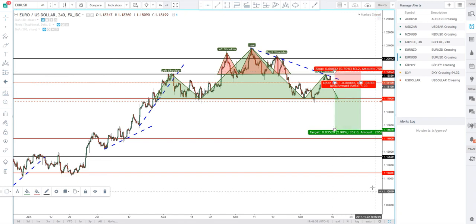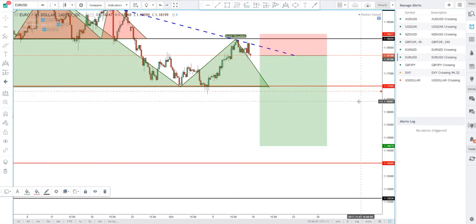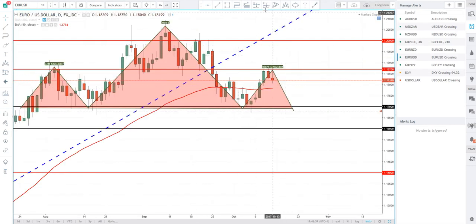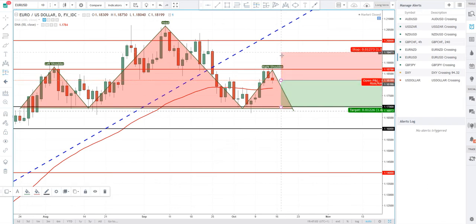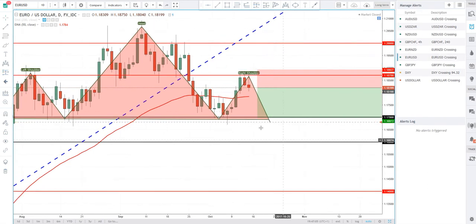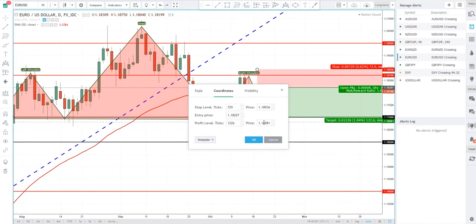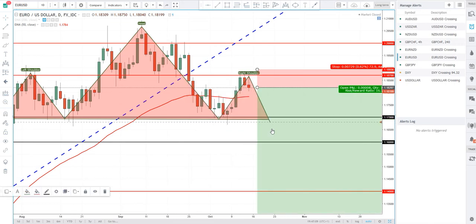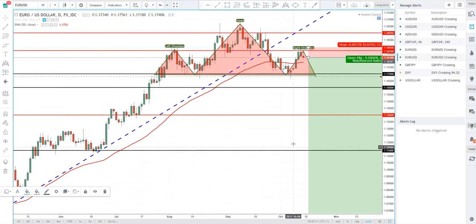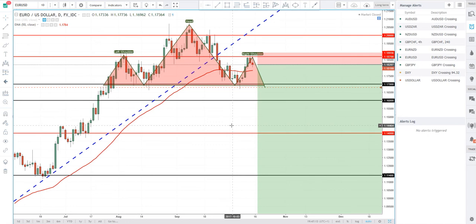You could have a much shorter term trade there. So if I show you what I mean, you're going to enter on the daily chart here, put your stop there, and then aim for 106, and that's going to be a 16% trade there. So that is also a viable trade as well.